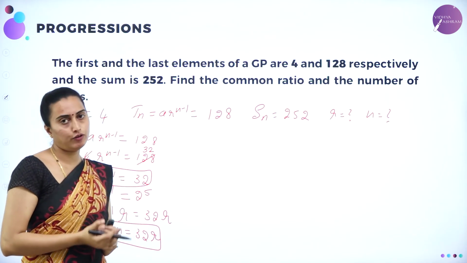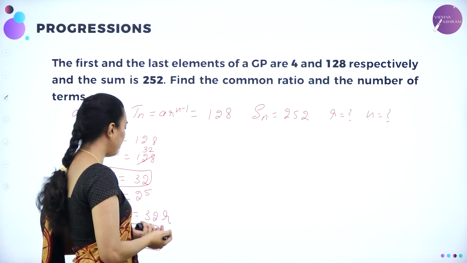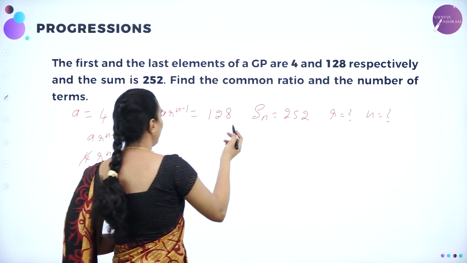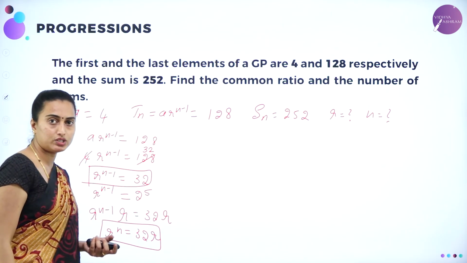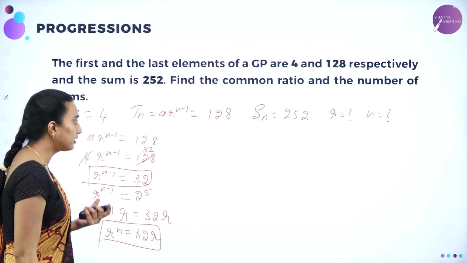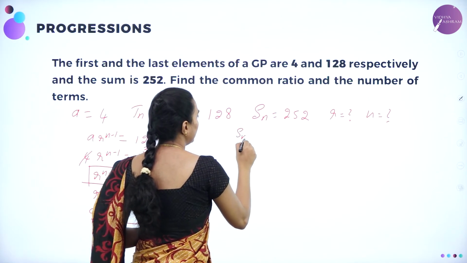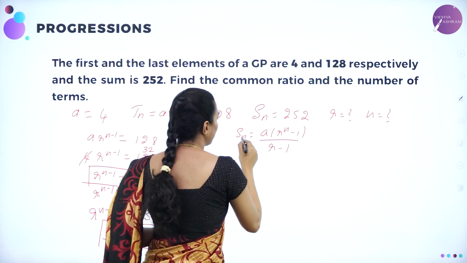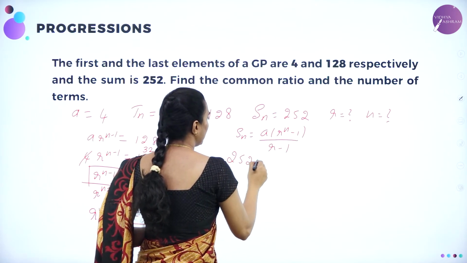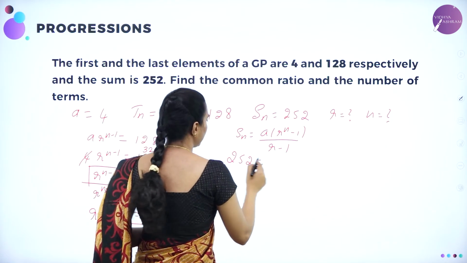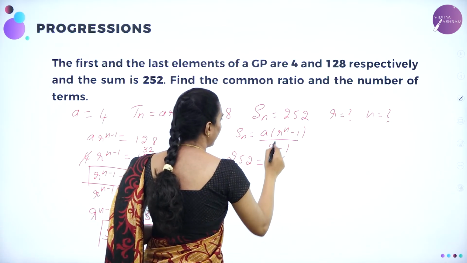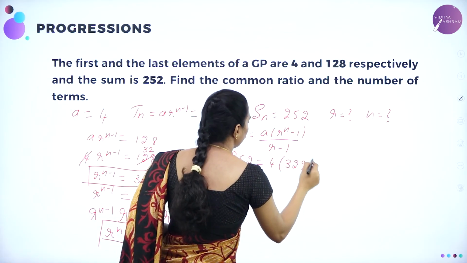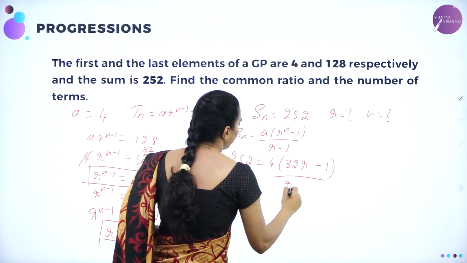Now, by taking the formula of Sn, 32r, you are having, obviously it is greater than 1 only, because here 2 to the power of 5 you are having. So therefore, r will be equal to 2 only, you are going to get. Now, by taking the formula, Sn is equal to a into r to the power of n minus 1 divided by r minus 1. Substituting, 252 is equal to a, they have given it as 4, into r to the power of n, they have given 32r, minus 1 divided by r minus 1.